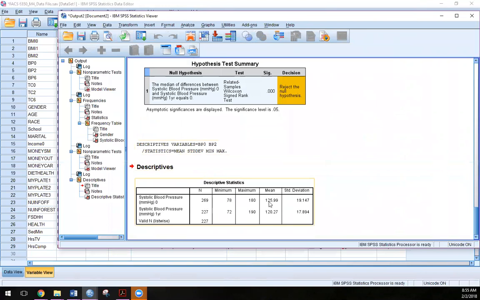And so I can see that with the minimum, these are the lowest blood pressures, and the maximum are the highest blood pressures, which that's really scary that they were walking around driving with 180 and 190 systolic. But anyway, the mean or the average blood pressure at baseline was 125.99. And the mean at 1 year was 120.27. So I can see that I reject my null hypothesis. So I know there are significant differences. So thank goodness it went from 125.99 to 120.27. So I decreased my blood pressure in my entire sample over time. So it took me a year to decrease that blood pressure.